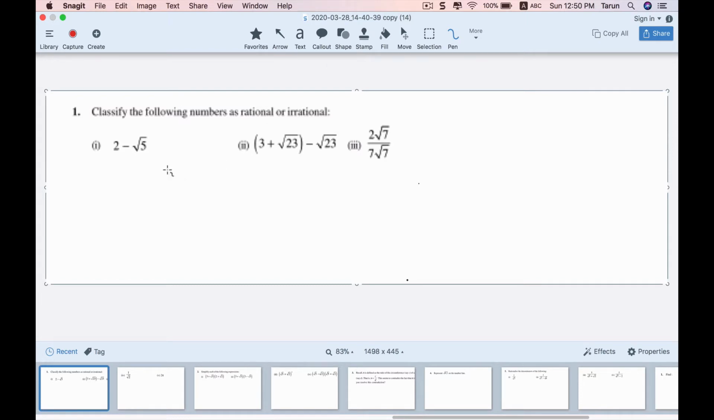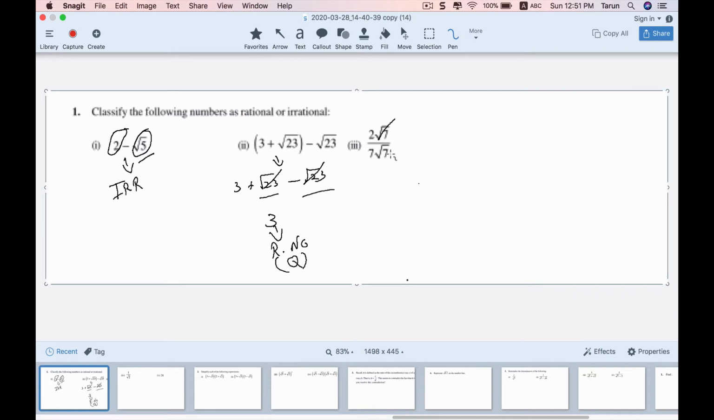Now the first question says classify the following numbers as rational or irrational. We know that 2 is rational, root 5 is irrational. So the difference will definitely be irrational, as this will give me a non-terminating and non-repeating decimal expansion, so we will not be able to solve it completely. Over here, when I open the bracket, I will get 3 plus root 23 minus root 23. This and this will get cancelled as they are additive inverses, and I'll be left with 3, which is a rational number denoted by Q.